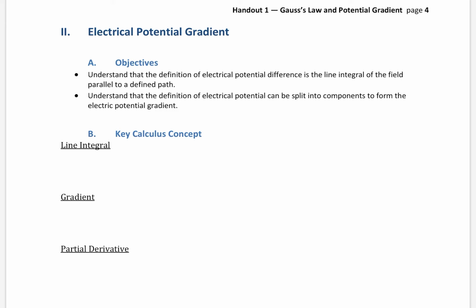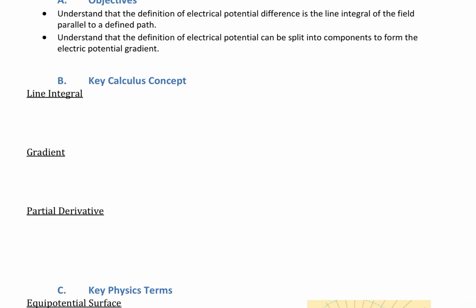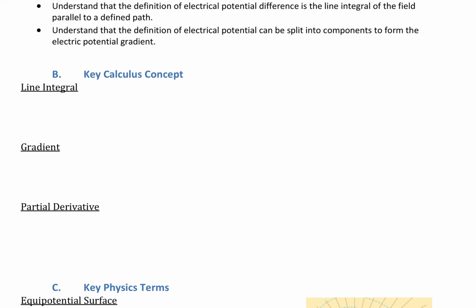Okay, so let's see then, how do we approach this with calculus? How do we relate the ideas of voltage and electric field? So let's cover 3 quick key calculus concepts: the line integral, the gradient, and the partial derivative.